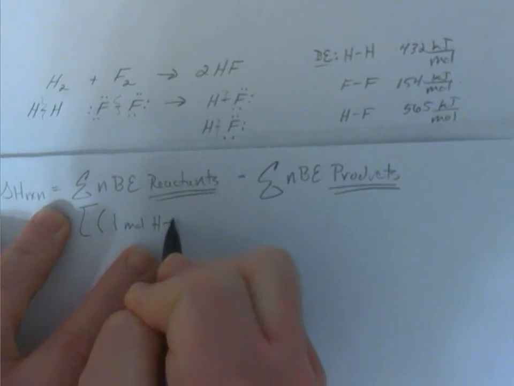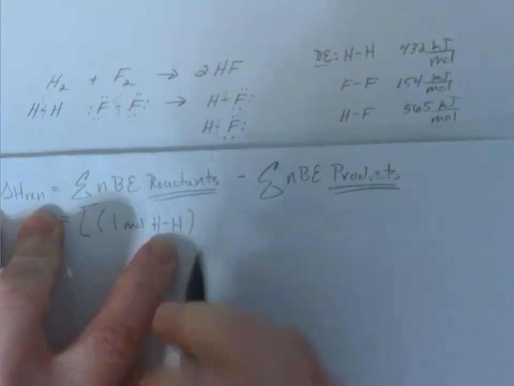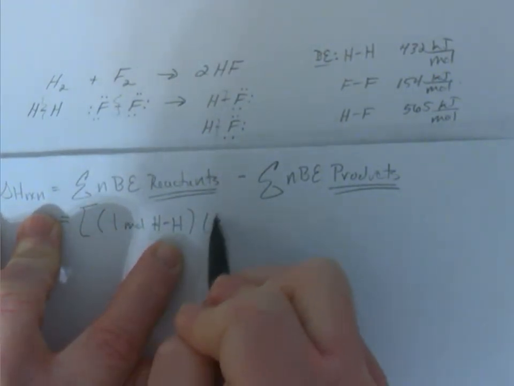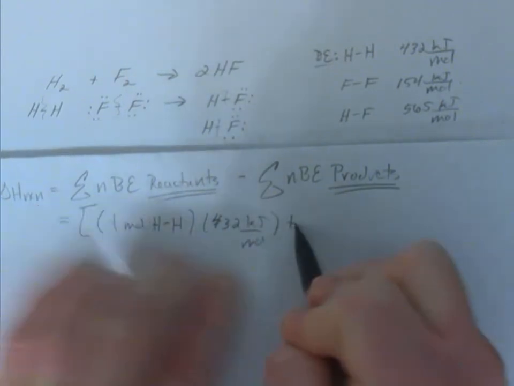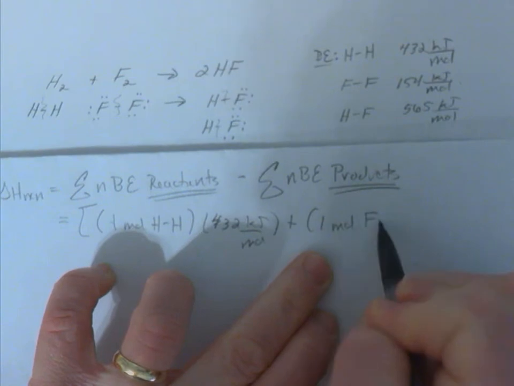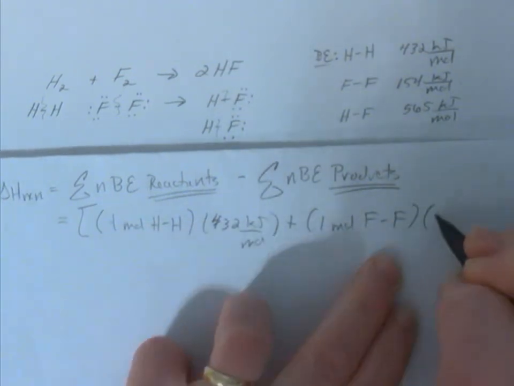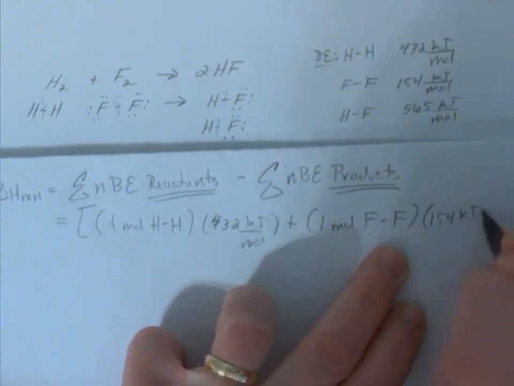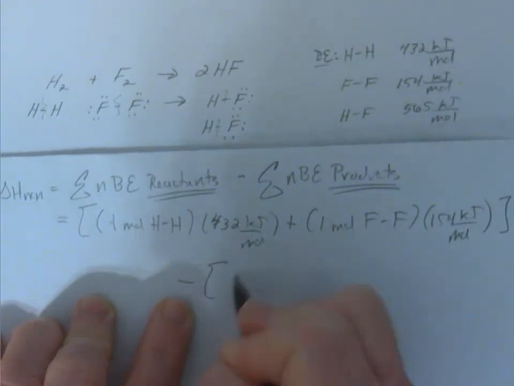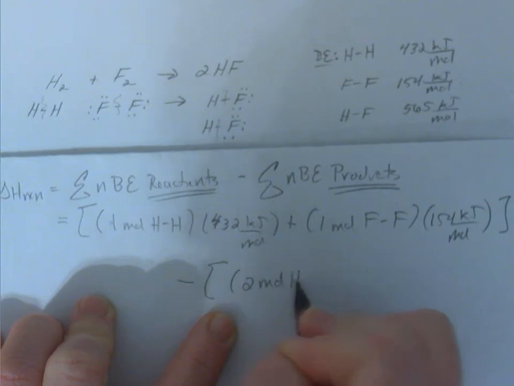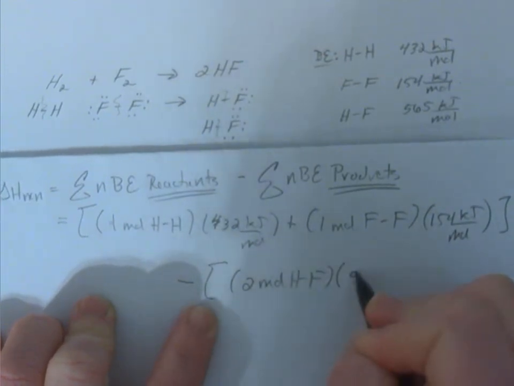So we would simply then, to get the enthalpy of the reaction, just add up 1 mole of the HH single bond, 432 kilojoules per mole, plus 1 mole of the fluorine-fluorine single bond. And again, it's reactant minus product. And you see the bond energies are always positive. Always, always, always. And then 2 moles of the HF single bond, and that's 565 kilojoules per mole.